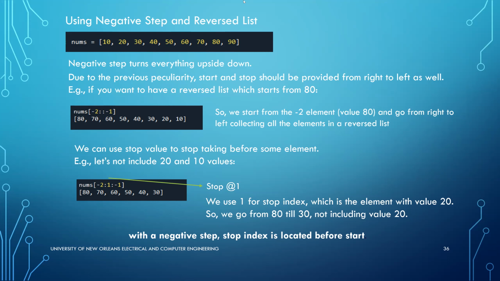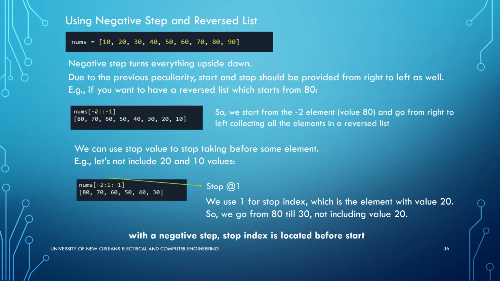Using negative step and reverse list. Again, we have the same list, and as we mentioned just now, negative steps turn everything upside down, basically. Due to the previous peculiarity that we just noticed, when using negative steps, start and stop should be provided from right to left as well. For example, if you want a reverse list which starts from 80, we're going to start from this element 80, and then we're going to go back until the first element.